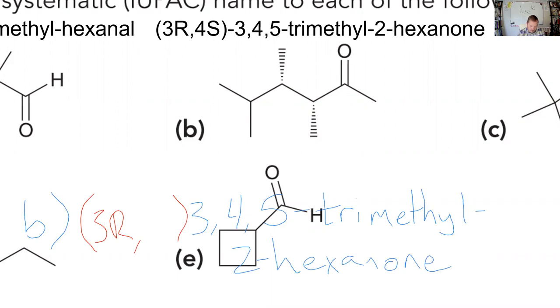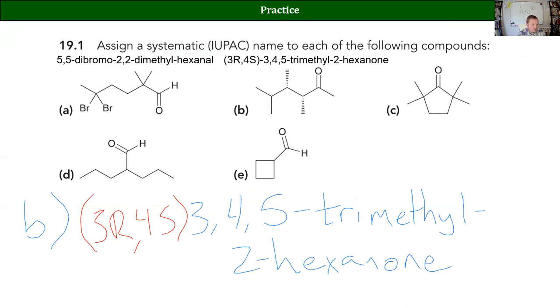For carbon 4, our highest priority is going to be towards the ketone, then the isopropyl group, then the methyl. So that would be clockwise, except again, hydrogen is sticking out towards us. We have to step into the board and look backward. So 4S. So our full name for B is 3R,4S-3,4,5-trimethyl-2-hexanone. So again, nothing we haven't seen before. We're just reviewing because it's been a while since we've had to do R and S.